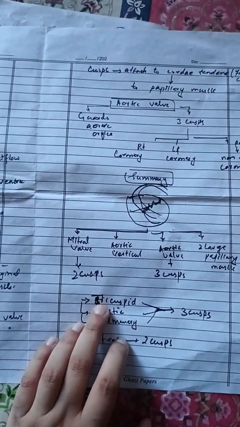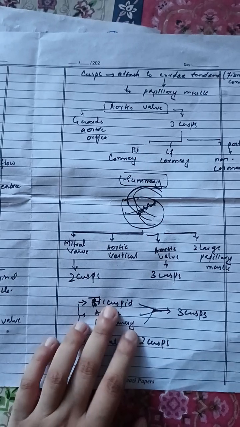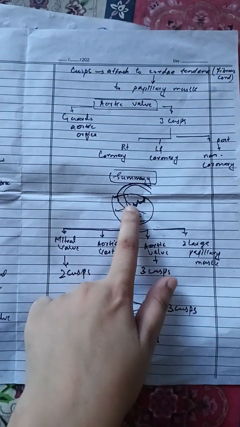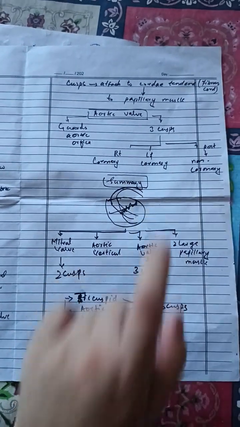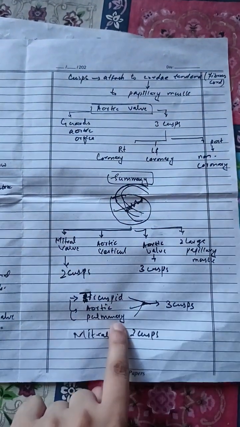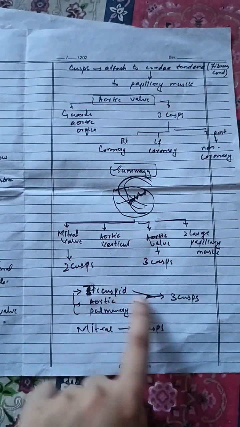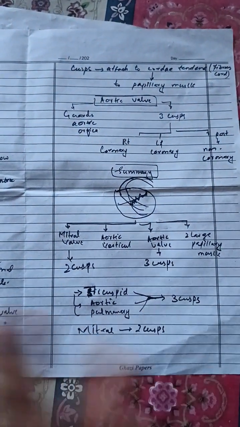The tricuspid is the valve between the right atrium and the right ventricle. The aortic is the valve between the left ventricle and the aorta. And the pulmonary valve we have discussed in the pulmonary trunk, and all these three valves have three cusps, while the mitral valve has two cusps.